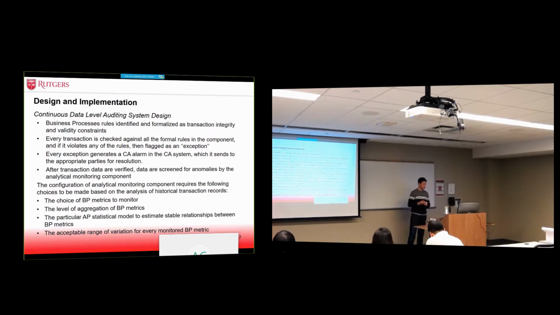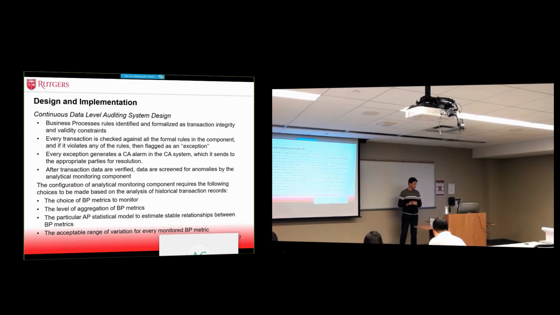It's different from anomalies because anomalies are dependent on the larger part of the data, while an exception is mostly between the business rule and the transaction itself. Every exception that is generated should alarm the continuous audit system, and the internal continuous audit system should send these to the appropriate party for resolution.